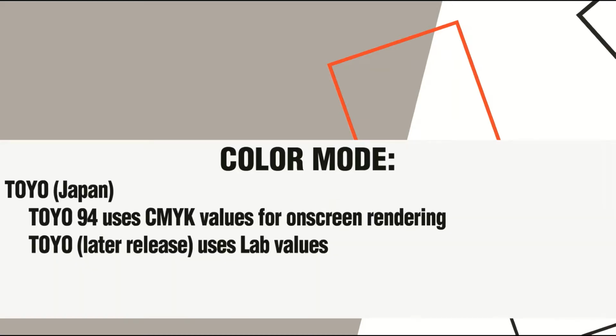Toyo, those are used in Japan. Toyo 94 uses CMYK values for on-screen rendering. It's not a process book, it's a spot book, but in trying to show you the ink on screen it's looking at CMYK values. So, you'll find that that's sort of like the old Pantone values in older Adobe applications, it's close but it's not exact. And in the later releases, use Lab values to show on screen.